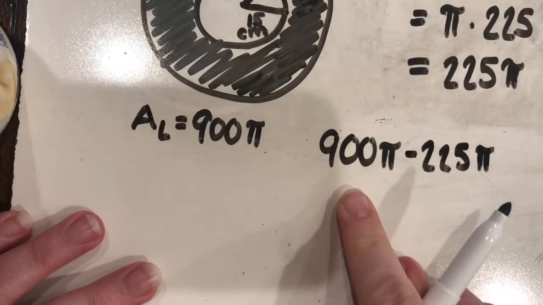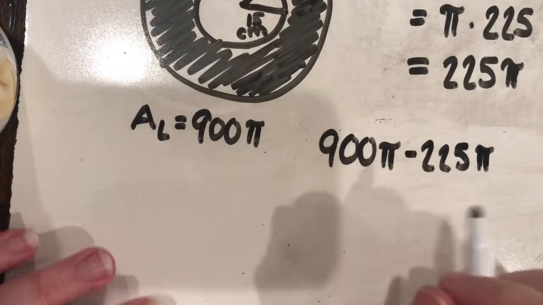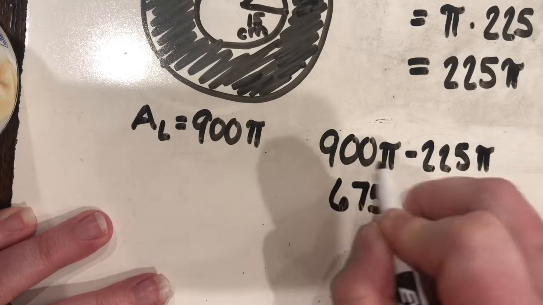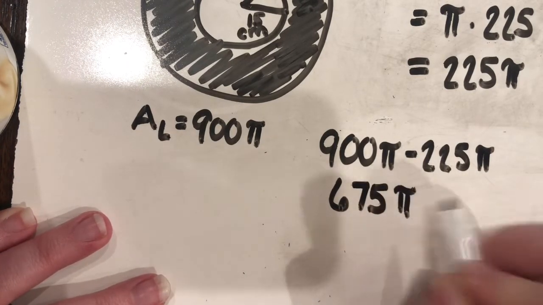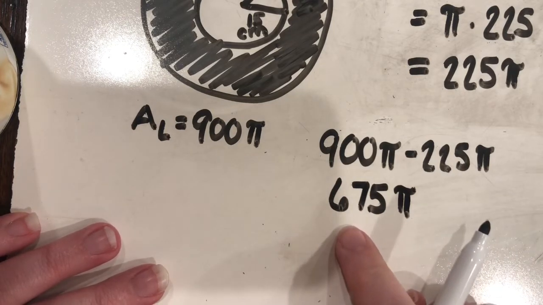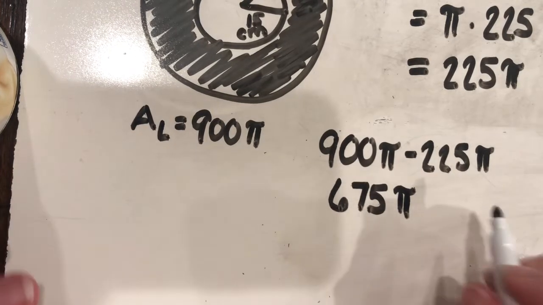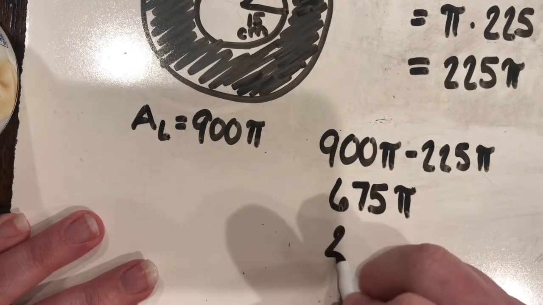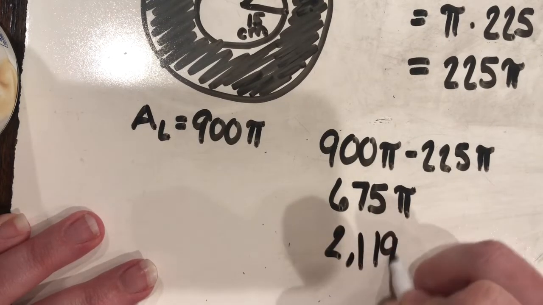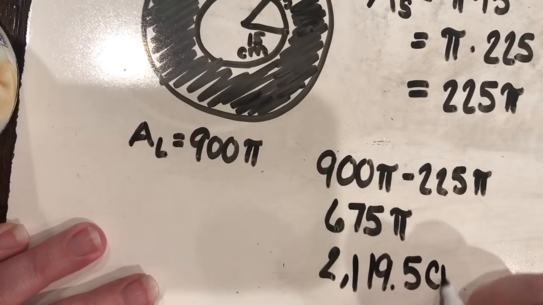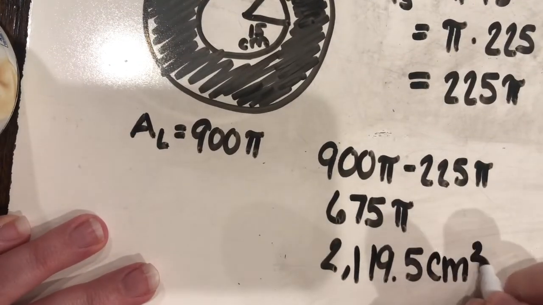When I subtract 900 minus 225, you get 675, and then bring down your pi with it. Now we're going to go ahead and calculate the value of pi, multiply it by the 675 area. So we get 675 times 3.14, and you end up with 2,119.5. Our units were centimeters, and this is area, so we're going to square it.